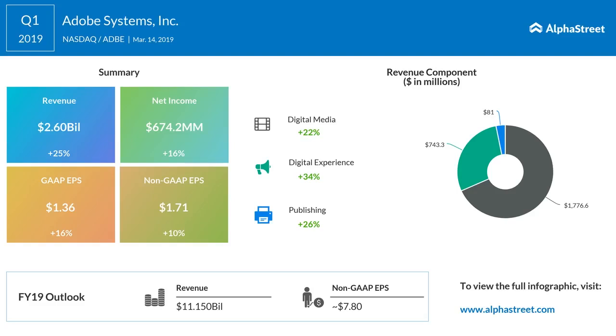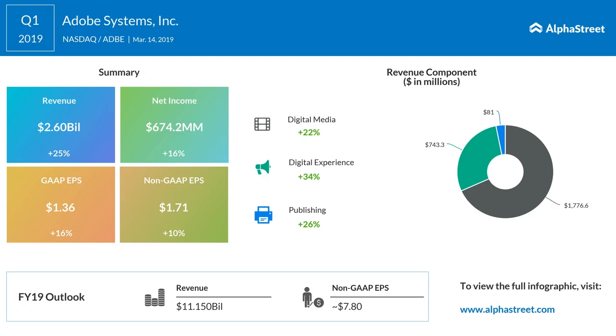In digital media, we grew segment revenue by 22% year-over-year under both ASC 606 and ASC 605. The addition of $357 million net new digital media ARR during the quarter grew the total to $7.07 billion. Exiting Q1 ARR included an approximately $20 million cumulative adjustment from adoption of ASC 606.